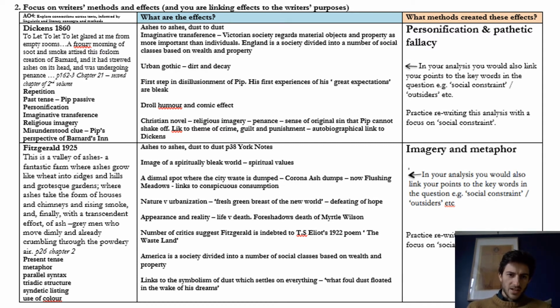We've got the extract there and some features. So we have on the left-hand side the repetition of to let. We have that this is being written in the past tense and Pip is passive. We've got other features in there like personification. We've also got the religious imagery of penance. This was a Christian novel with Christian readers.